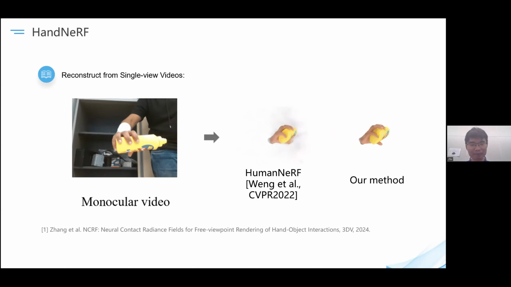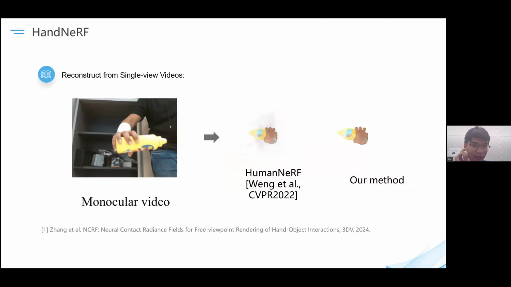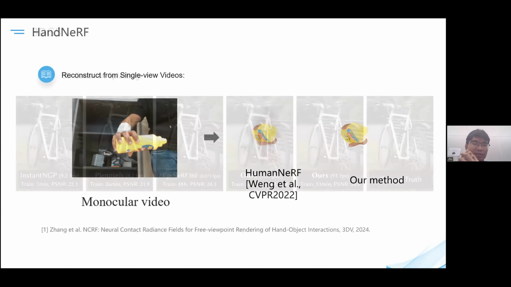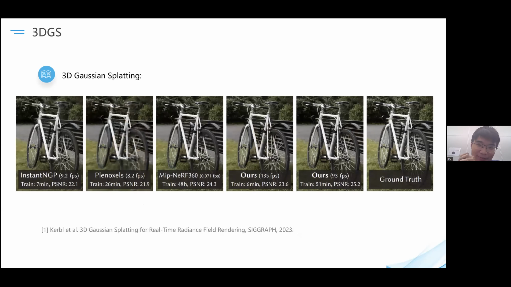Even when only one camera is given, we can still do a good job here. So this is what we did in this field, and it will be appearing in 3DV this year. And in the end, I also want to mention 3D Gaussian splatting, because this field is progressing too fast.